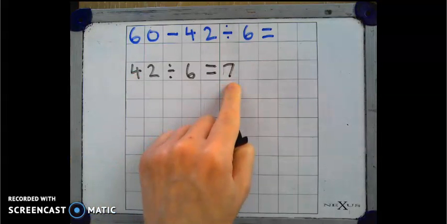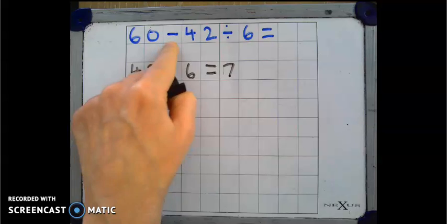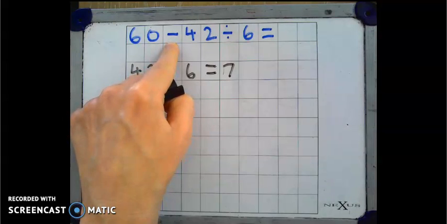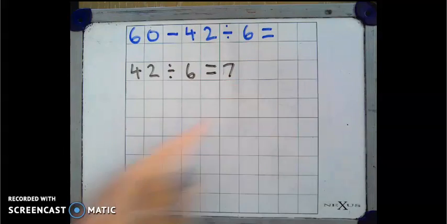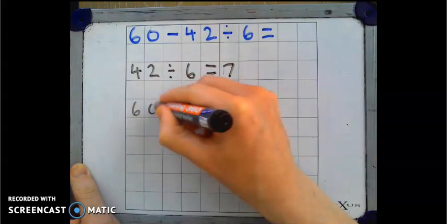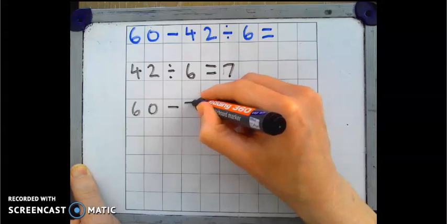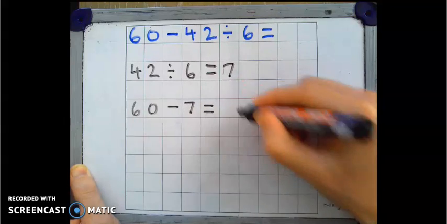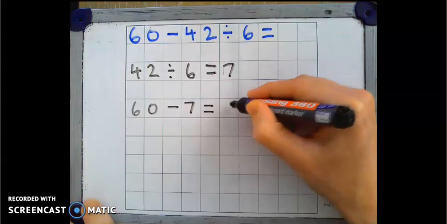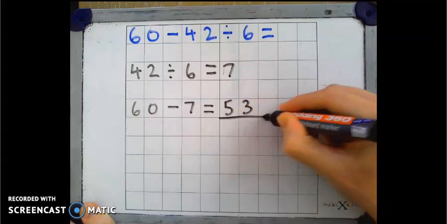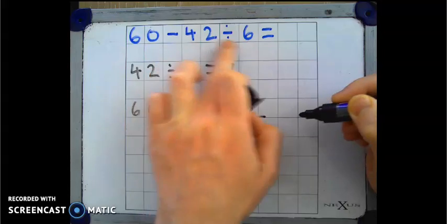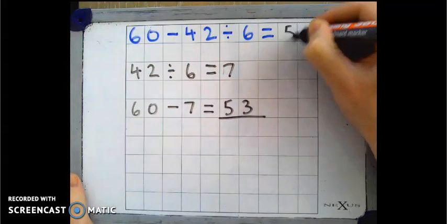Solve that first part of the calculation. Now let's move on to the subtraction. We now have 60 subtract 7. 60 subtract 7 is 53. So 60 subtract 42 divided by 6 is 53.